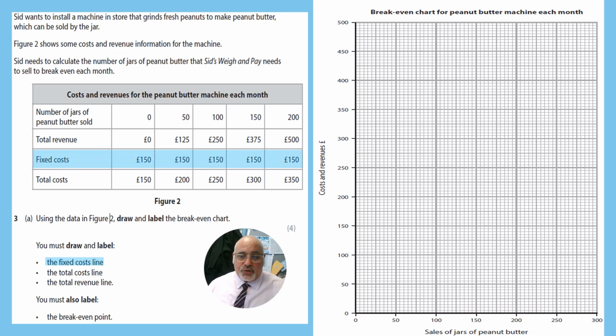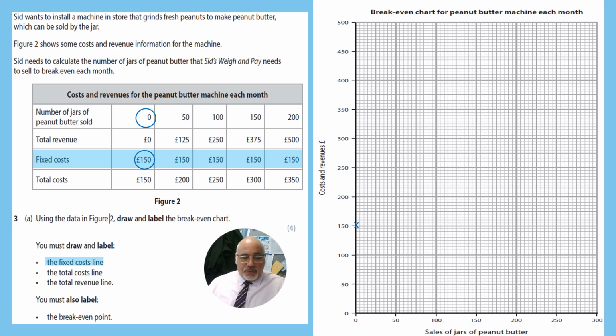So we've got to do the fixed cost line. So we plot the points, noting that our y-axis is costs and revenue and our x-axis is the number of jars. So in the fixed cost, we've got 0 and 150. Therefore, at 0 products, the fixed costs are 150. So you plot it with an X.